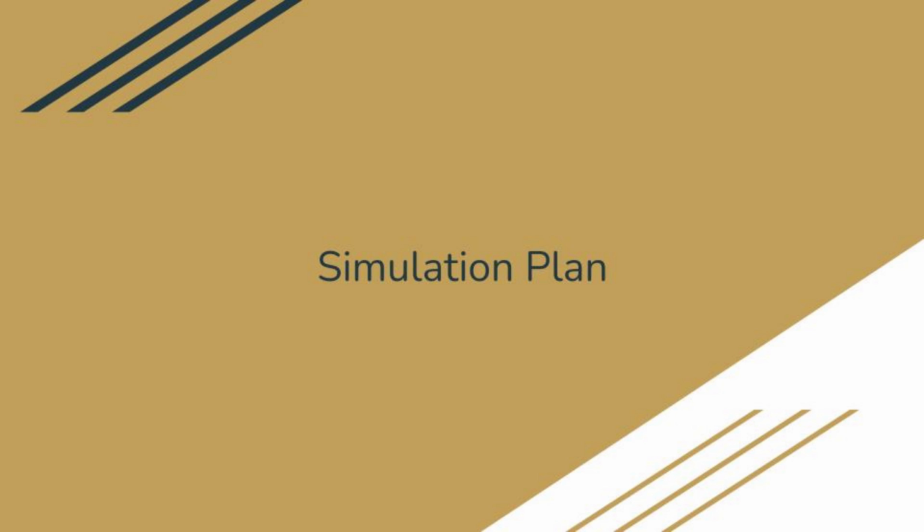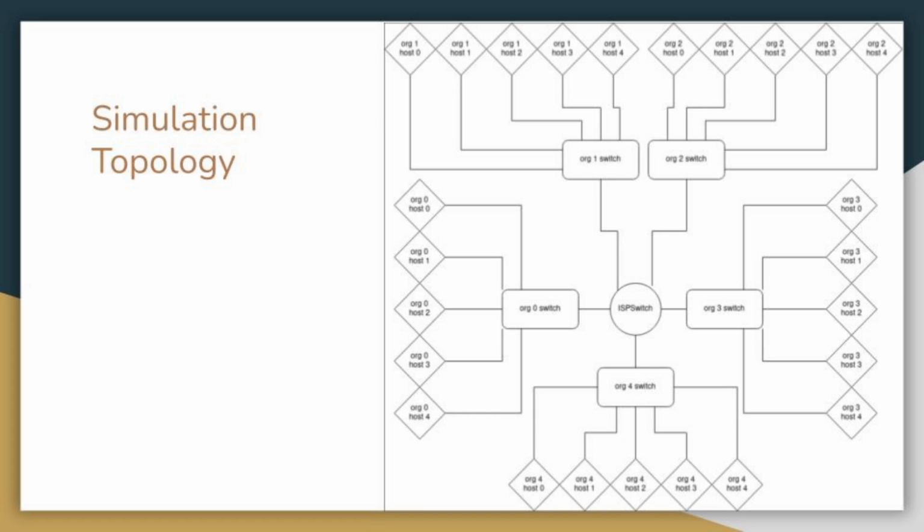So, to move into our simulation plan, we are going to simulate an entire ISP worth of network in a smaller scale in Mininet. You can see the topology that we chose on the right. There are 5 organizations, each with 5 hosts, all connected to a central ISP node. This simulates, as I said before, an entire ISP at a much smaller scale.